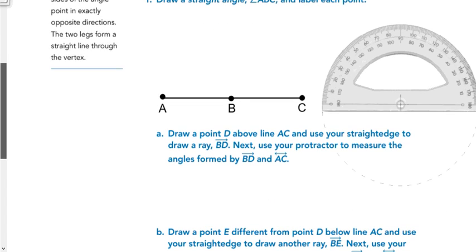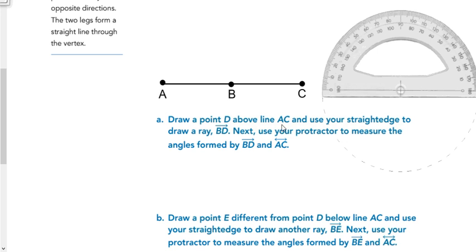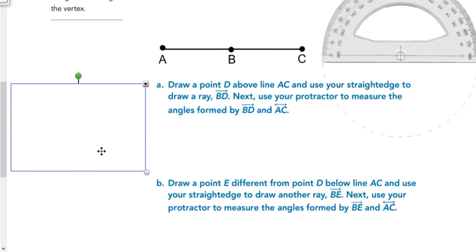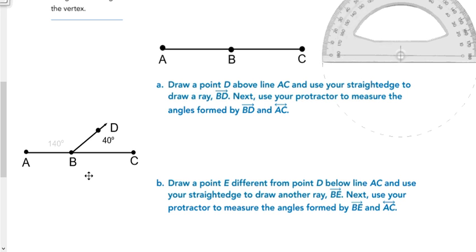Moving on to 1A, it says draw a point D above line AC and use your straight edge to draw a ray, so BD, where the arrow points in one direction, it's called a ray. Next, use your protractor to measure the angles formed by ray BD and line AC. Notice how the arrows are pointing both directions, so it's going to be called a line. So if you do that, you just draw a ray above the line AC. It should look like this.